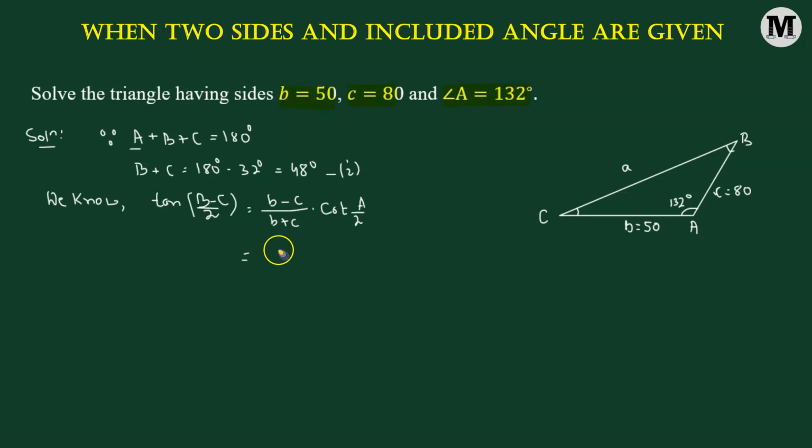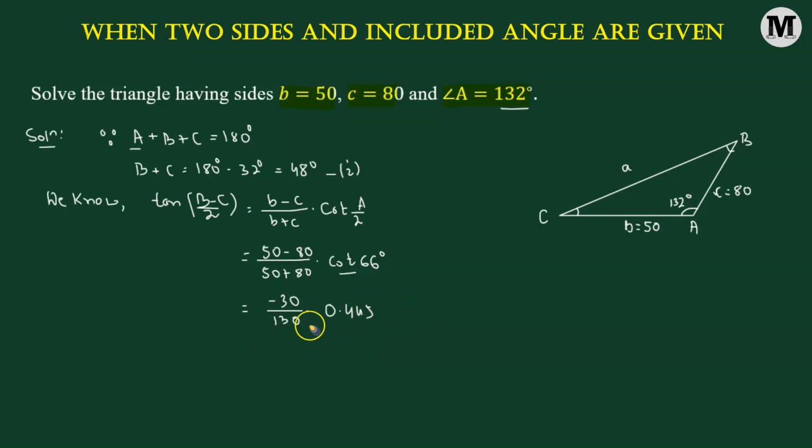Let's use the value. So b has 50 units. So we have 50 minus c. So c is 80 units. So 50 minus 80 divided by 50 added to 80 multiplied by cotangent of, so we need A over 2. So A is 132. So half of that angle is going to be 66 degrees. Fine. So what we have here is negative 30 divided by 130 multiplied by cotangent of 66 degrees. So let's use our calculator.